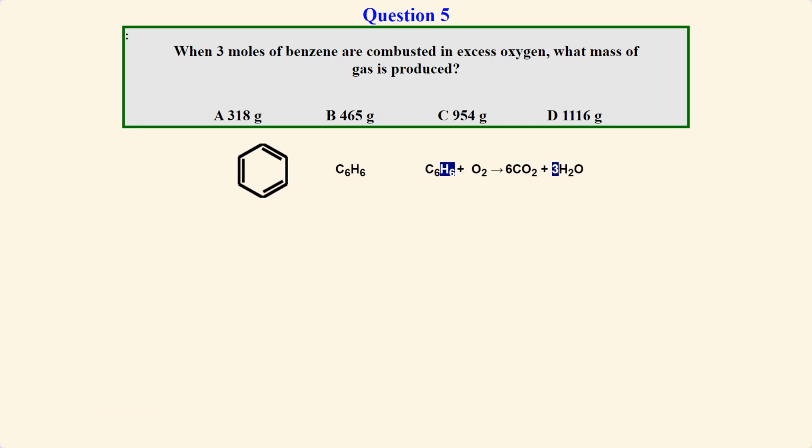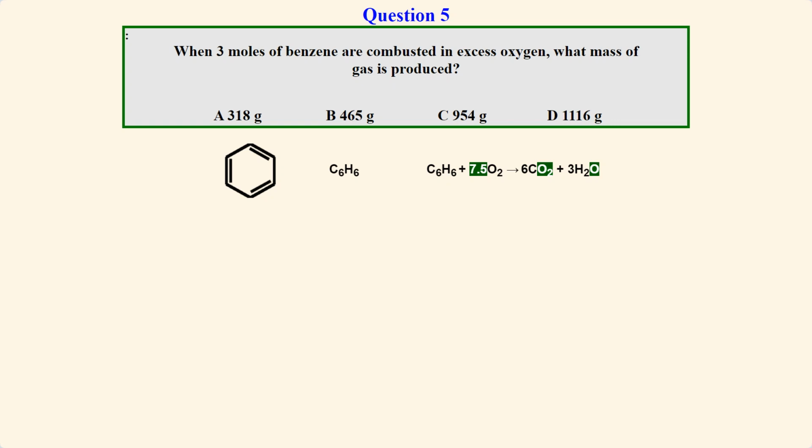Now let's look at the oxygen. On the right hand side, we've got 12 in total from the 6 CO2 and another 3 from the 3 H2O. 12 plus 3 is 15, so we need 15 oxygen atoms on the left, and to get that we need to put a 7.5 in front of the O2, since 7.5 times 2 is 15. So now we know that if we combust 1 mole of benzene, C6H6, we get 6 moles of CO2 and 3 moles of H2O, steam.